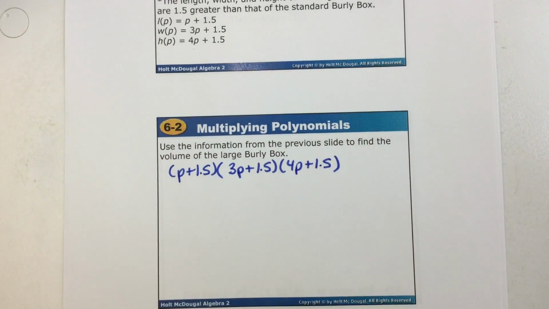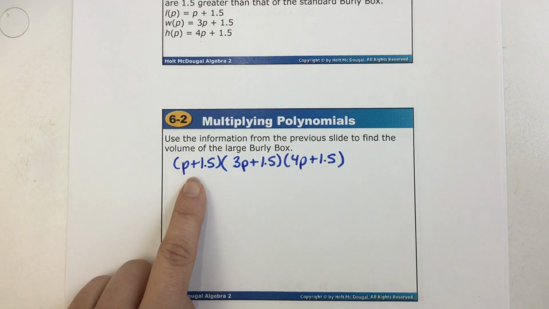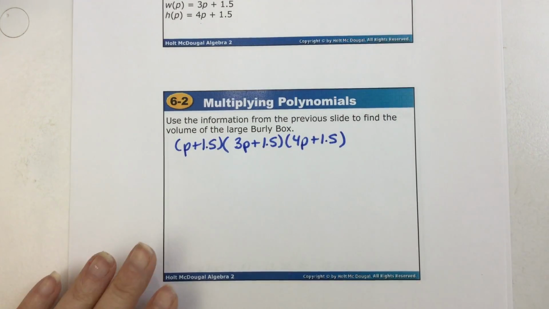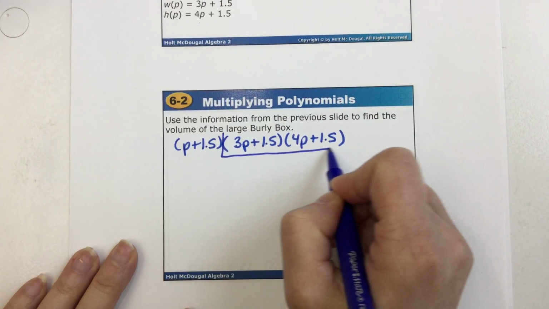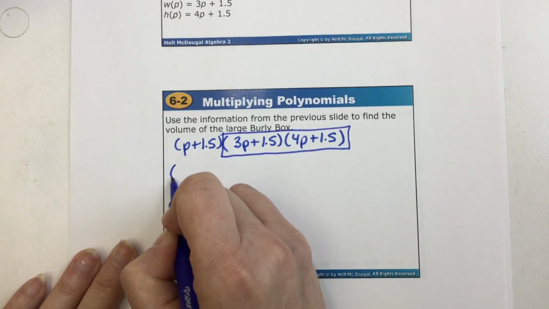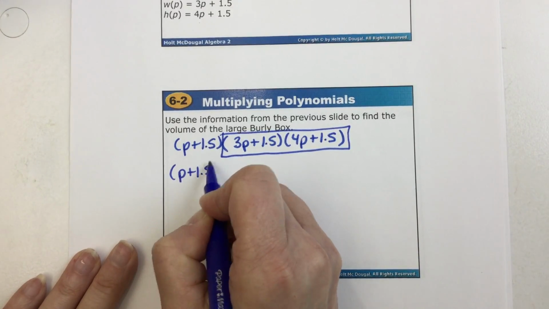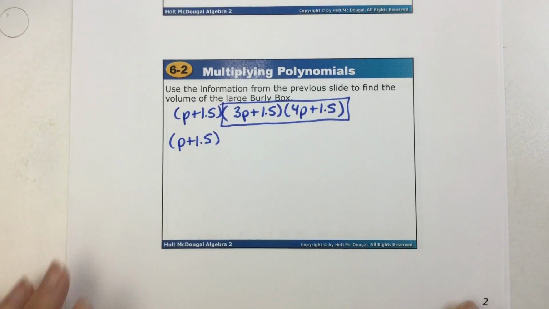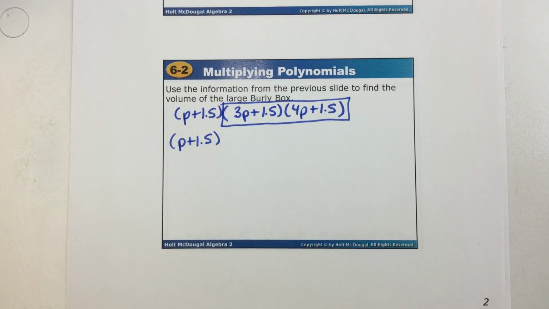So I just need to multiply these together. This is the length, the width, and the height. To find the volume, we just got to multiply those together. Again, you can only multiply 2 things together at a time. I'm not sure what it is, but I always like to do the second and third. It's just a personal preference. You can go in any order. Remember, there's that commutative property of multiplication.